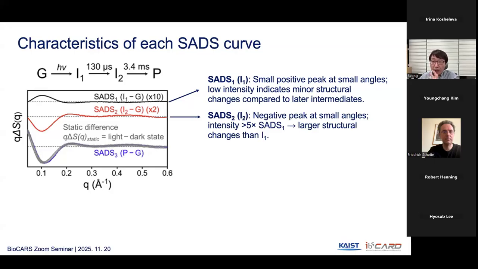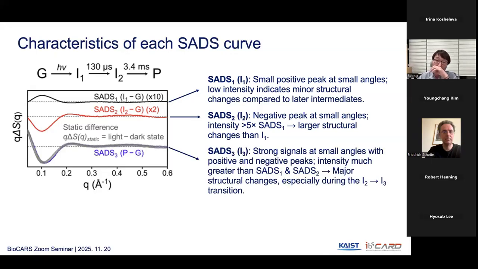Moving on to SAS2, which corresponds to intermediate 2, we observe a negative peak at a small angle. And the intensity is more than 5 times that of SAS1, indicating that intermediate 2 undergoes a much larger structural change than the initial intermediate. And this shows that the conformational rearrangements start to accelerate as the protein progresses along the photoreaction pathway.